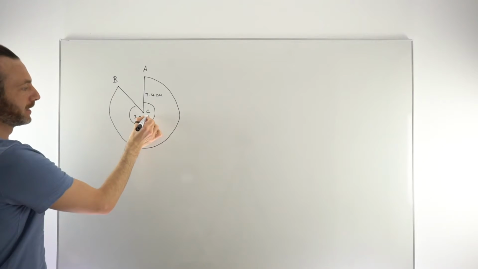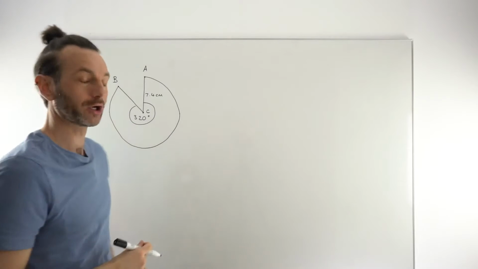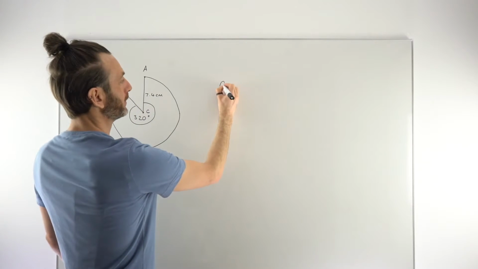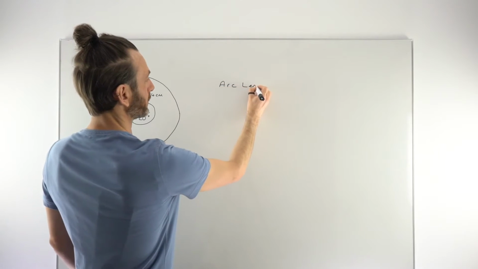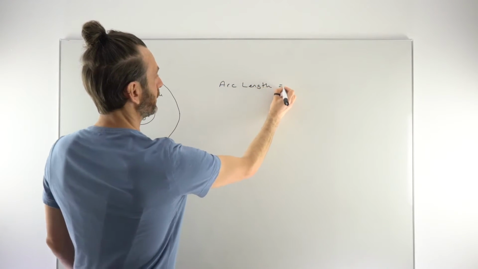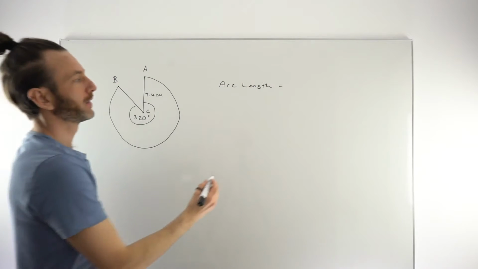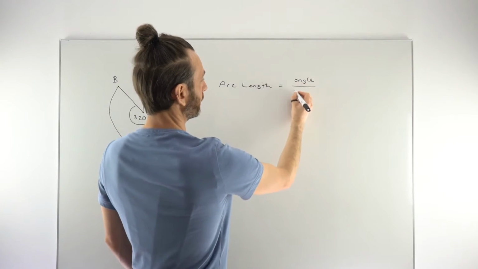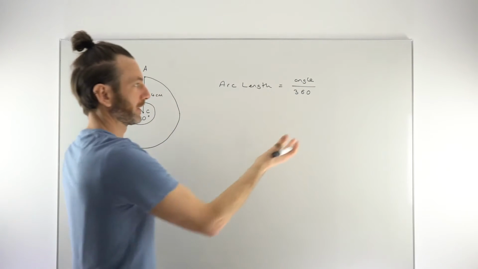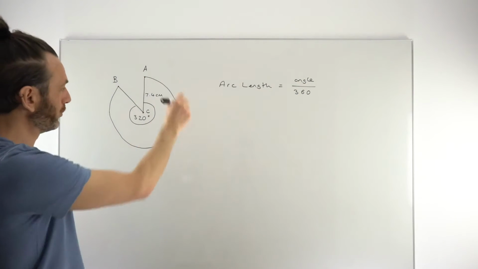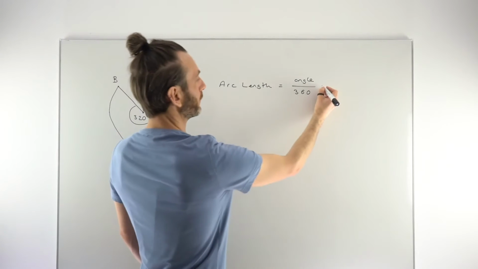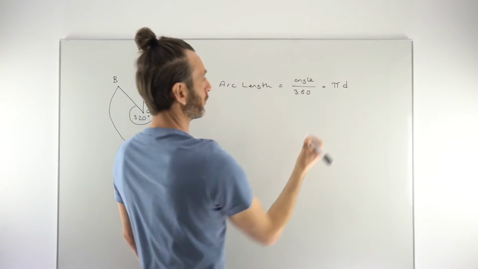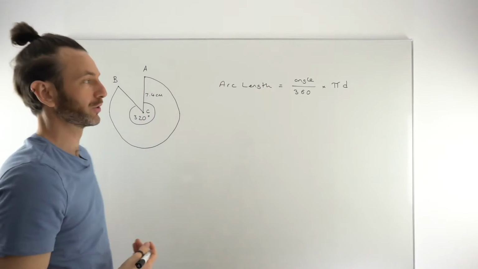And this is just a straight up arc length question really, so we just need to remember the arc length formula. So arc length, this formula is not given on the formula sheet, so you do need to commit it to memory. So it's just the angle at the center there divided by 360. So that gives us like the ratio, the part of the overall circle that we want. So angle over 360 times, and then for arc length it's times pi d. For sector area it's times pi r squared.